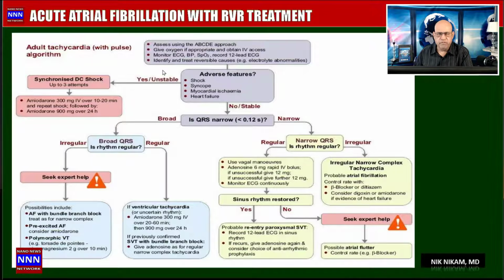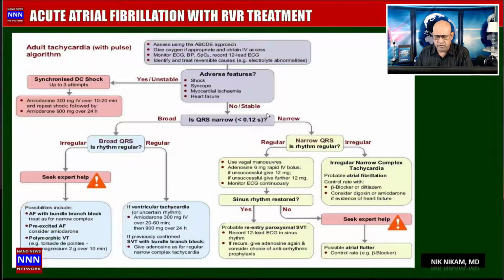If the patient is stable, the next step is to determine: is the QRS complex broad or wide versus a narrow QRS complex? If the QRS complex is less than 120 milliseconds, then we are dealing with a narrow QRS tachycardia. First, let us address the narrow QRS tachycardia, then we're going to come back to the broad or wide QRS tachycardia, because it can include both supraventricular and ventricular tachycardias.